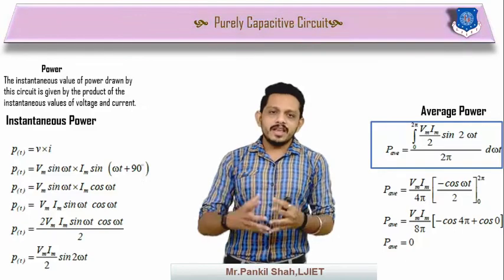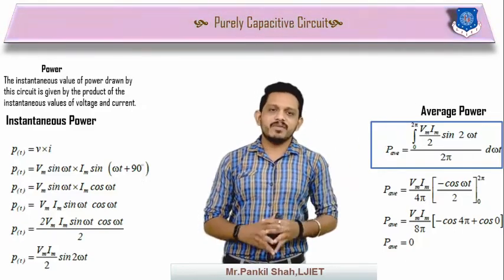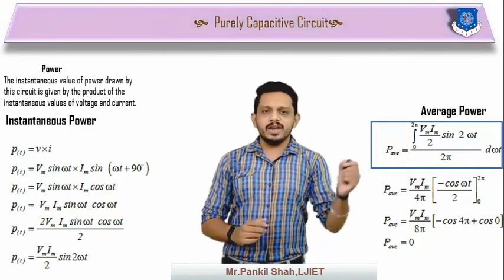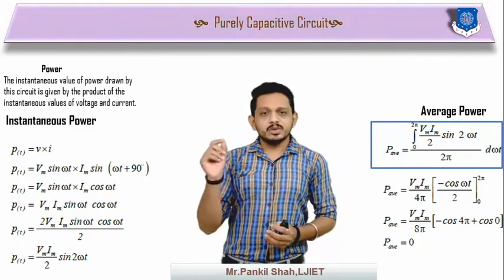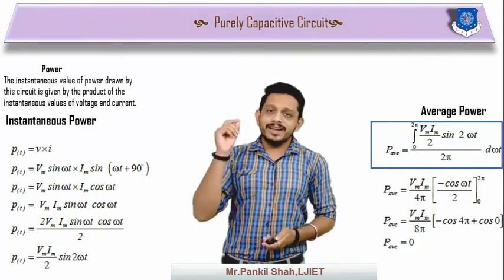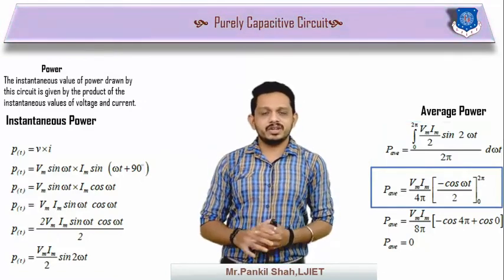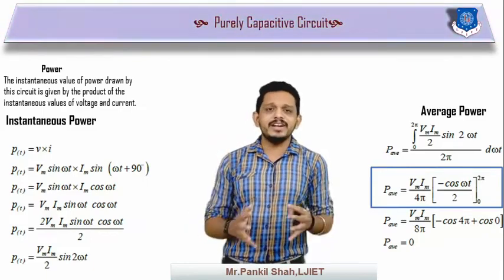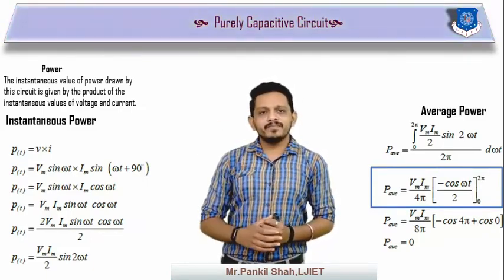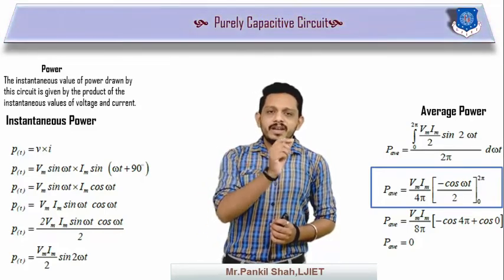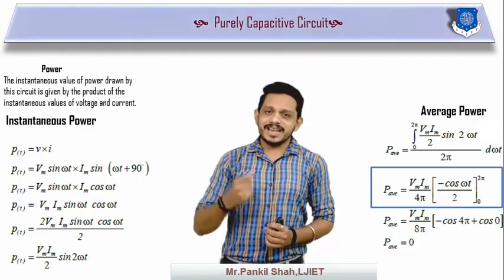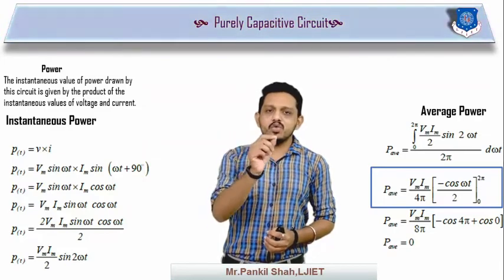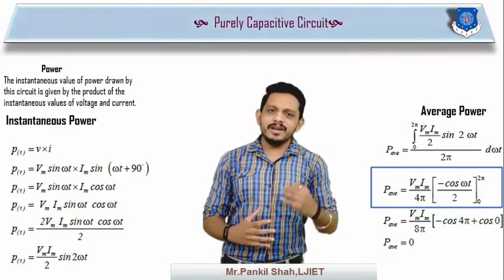So now let's put in the equation of the instantaneous power, Vm Im by 2 into sin 2 omega t, d omega t, divided by 2 pi. So this Vm Im by 2 upon 2 pi, that is 4 pi, will be outside the integration. So it will be Vm Im upon 4 pi outside, and in the integration it will be 0 to 2 pi sin 2 omega t d omega t. Now you have to integrate sin 2 omega t, and the integration of sin 2 omega t is nothing but minus cos 2 omega t upon 2, with the limit 0 to 2 pi.